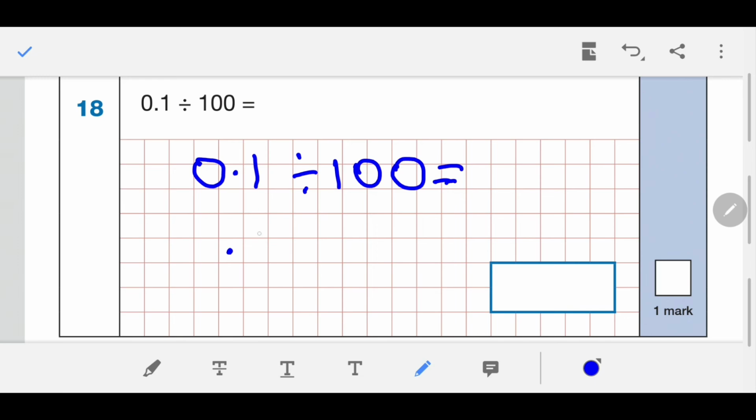So here's the first decimal place, this 1 over here. That has to move once if I'm dividing by 10, or twice if I'm dividing by 100. So that means I have 1, 0 there, another 0 there, and 1. So this 1 has moved once and twice. Because it's moved twice after the decimal point, I need to put in the 2 zeros. So the final answer should be 0.001.